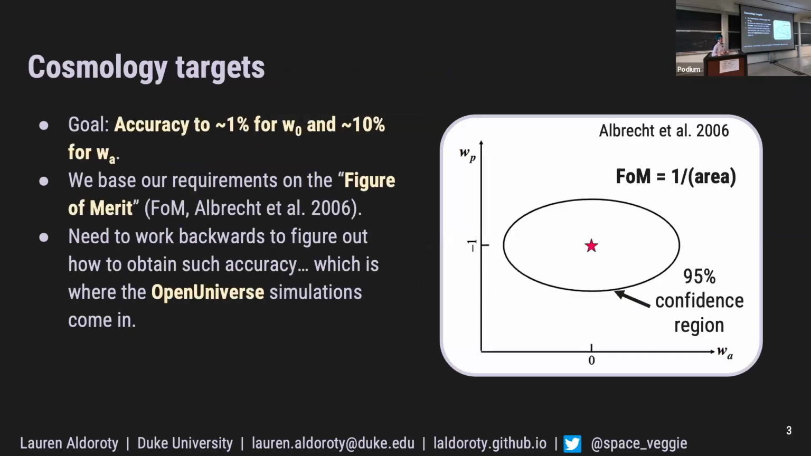So in order to make this all worth it, we need to have some goals. Goal setting in advance, we love that. In particular, Roman will be great for measuring the W parameters, and that's because we'll be getting supernovae out to a higher redshift than before. And the way we start is you base your requirements on this value called the figure of merit, which is related to the errors in your W parameters. And you work backwards to figure out how to obtain the accuracy that you set out for, which is where the open universe simulations come in.